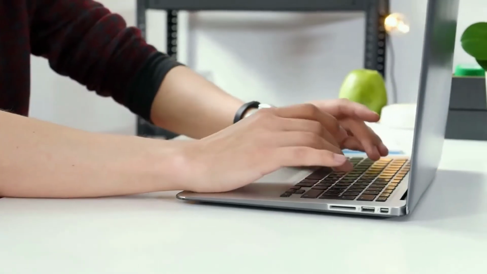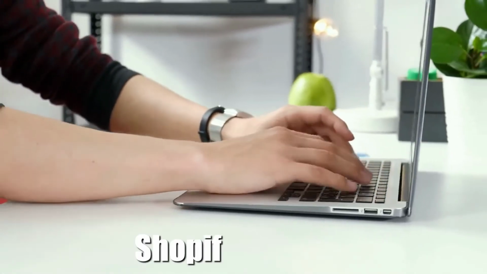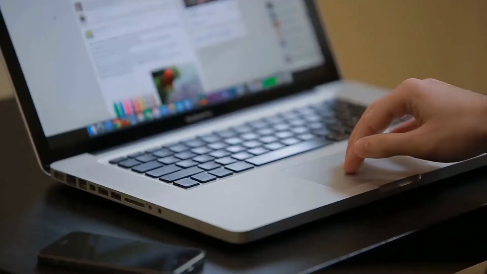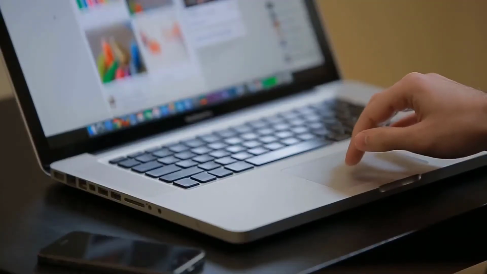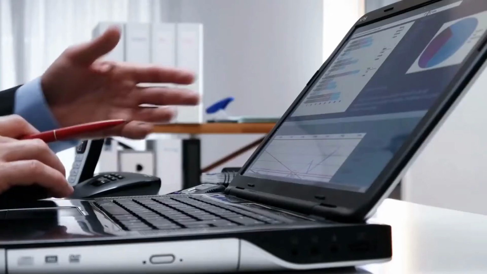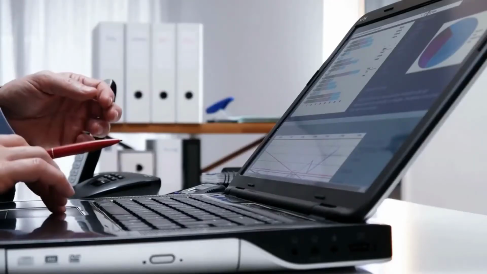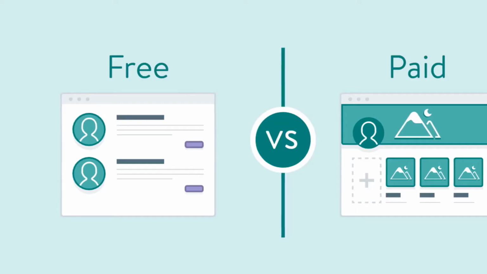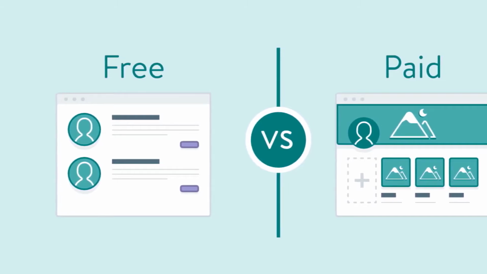To set up your own Shopify store, you will need to sign up for a Shopify account. You can do this by going to their website and clicking on Create Your Store. Once you have created your account, you will need to choose a theme for your store. There are many free and paid themes available.